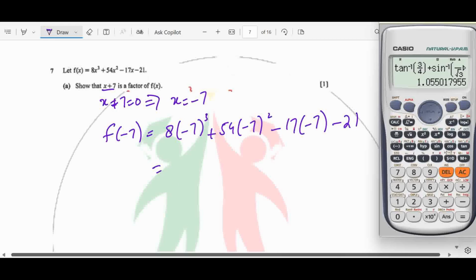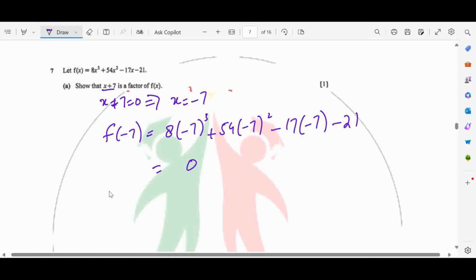So this will be equal to, let me check it over here, 8 multiplied by minus 7 cube plus 54 multiplied by minus 7 square minus 17 multiplied by minus 7 minus 21. This whole will be equal to 0. So as we can see that the answer is 0, it means, hence we can say, hence x plus 7 is a factor of f of x. This is basically called the factor theorem.